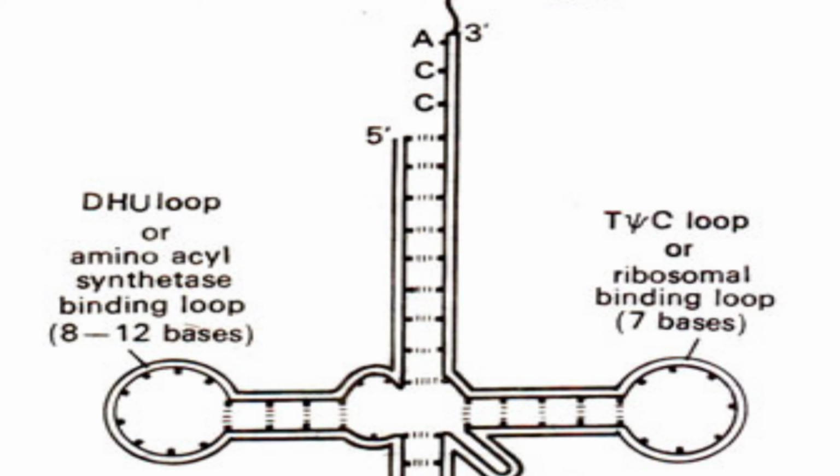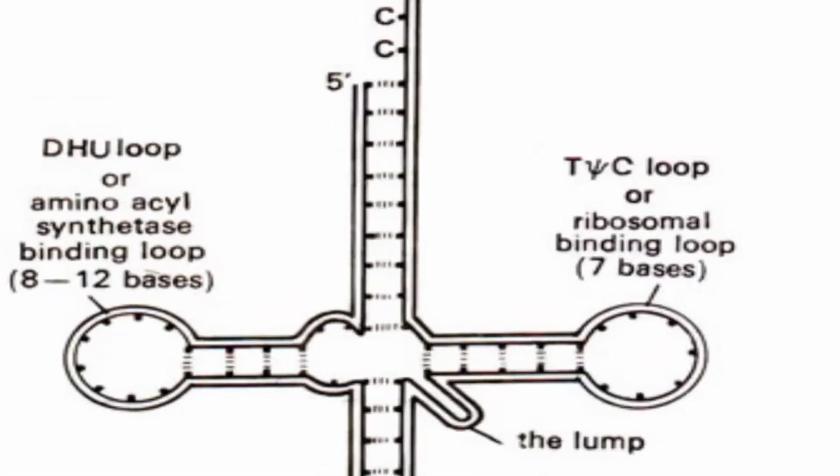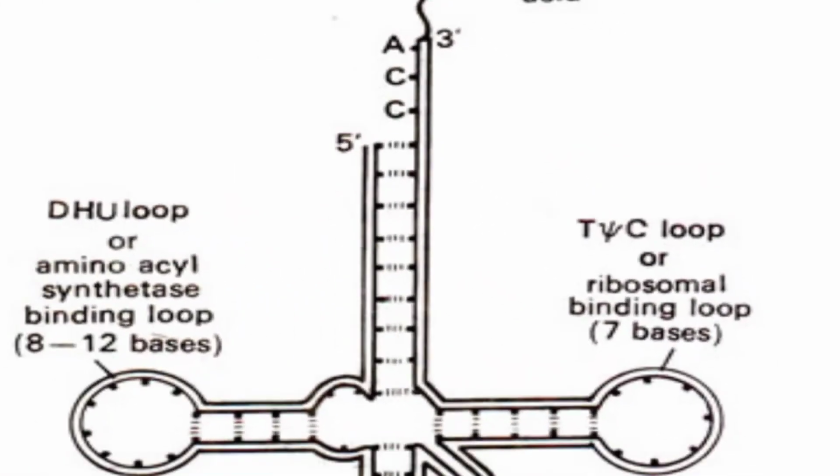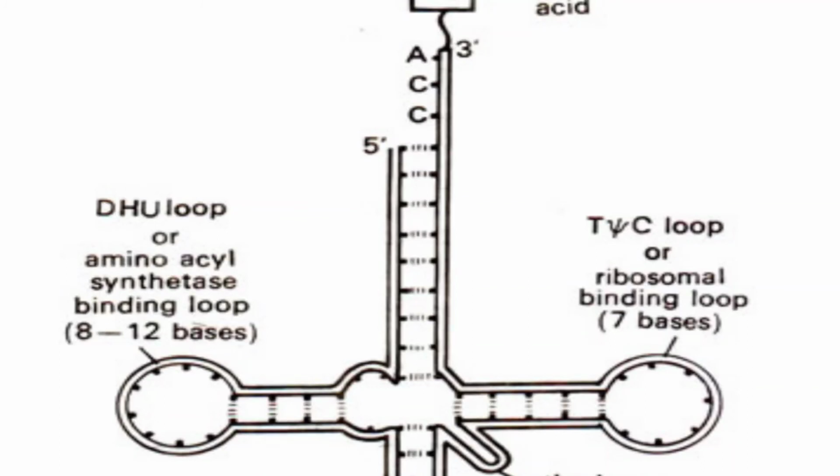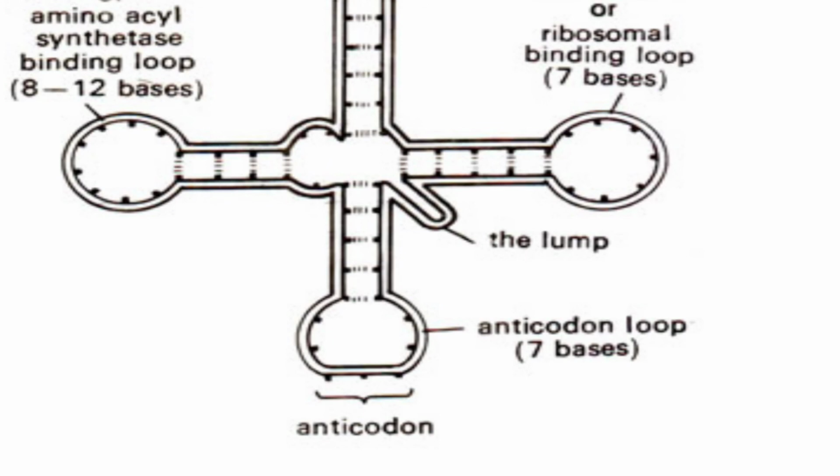The acceptor arm at the 3' end of each tRNA has the base sequence CCA, which takes up the amino acid. And the anticodon arm is opposite to the acceptor arm. Anticodon is down, acceptor is up. Opposite to the acceptor arm is a loop of 3 unpaired bases called the anticodon.